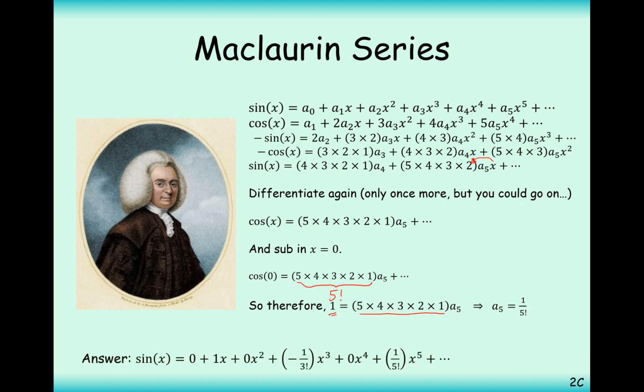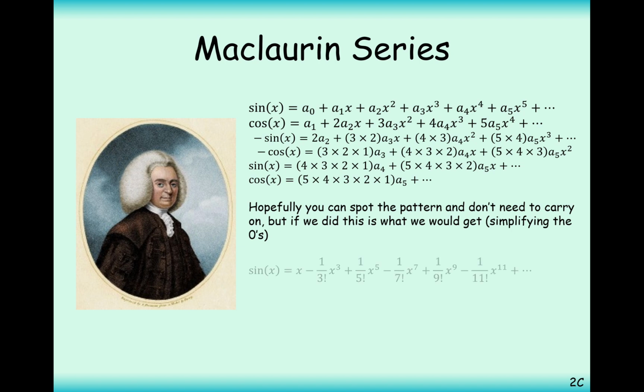So the sine expansion up to the power of 5 is equal to 0 plus 1x plus 0x squared minus 1 over 3 factorial x cubed plus 0x to the 4 plus 1 over 5 factorial x to the 5. And you can carry that sequence on and on and on. And Maclaurin did it just to make double sure that he knew the pattern.